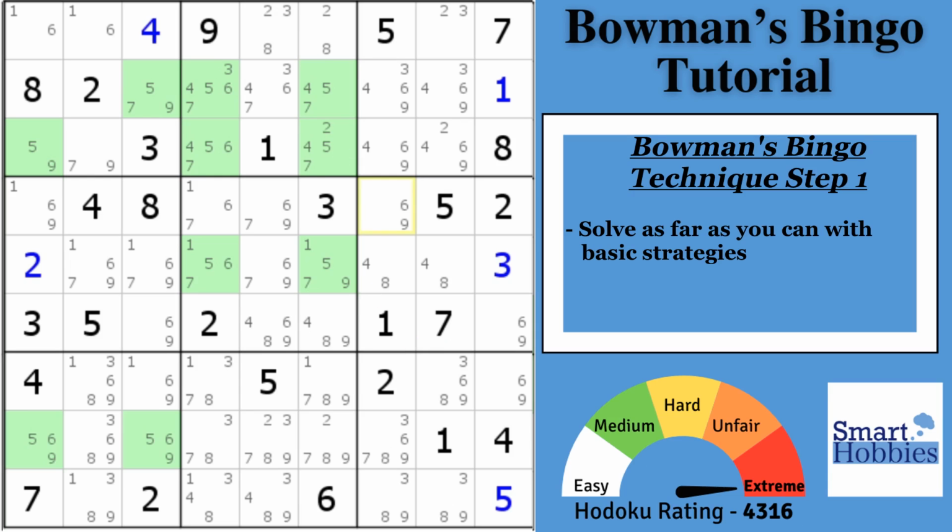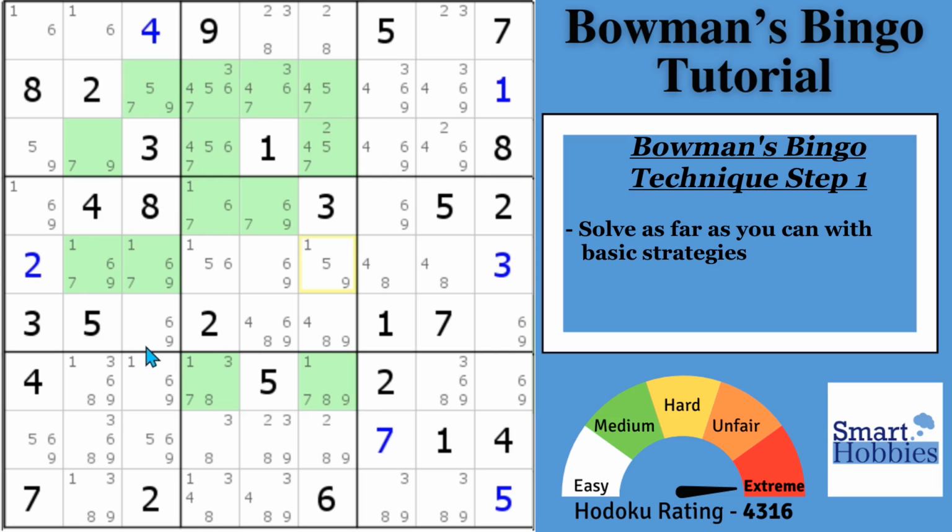And then with the 7s, we can solve for 7 in block 9. And in block 4, we got another pointing pair of 7s. 7s are restricted to row 5 in block 4, so we remove those possibilities for 7s in block 5.